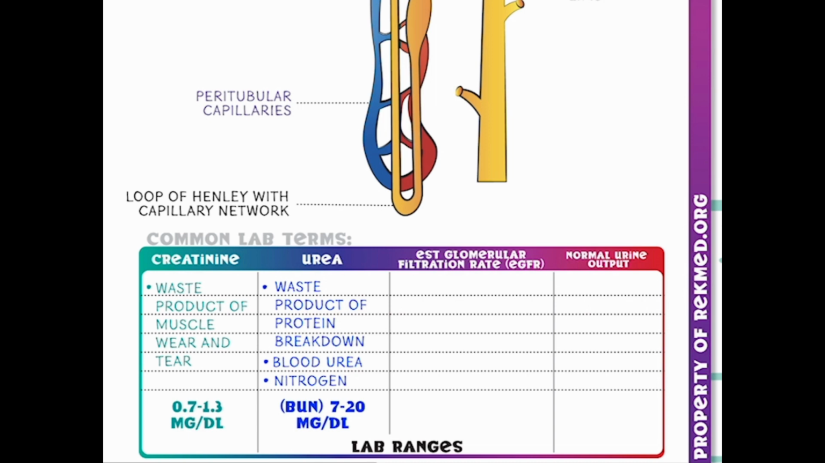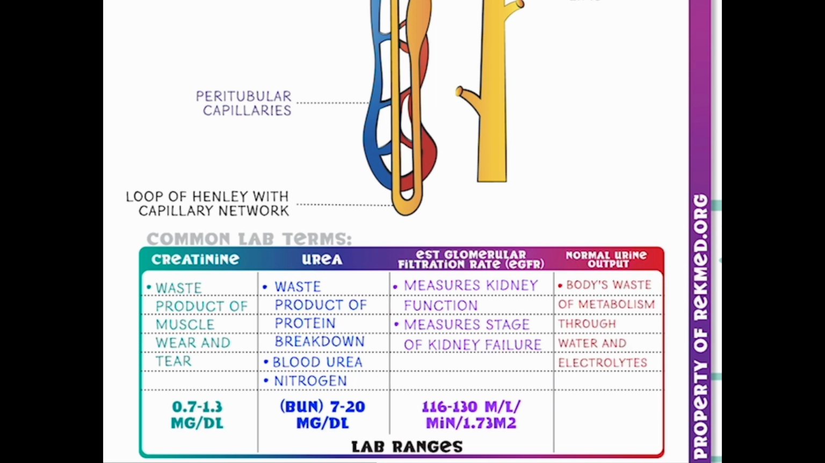And our eGFR, or our estimated glomerular filtration rate. So this is going to be a calculated value that estimates the rate of blood flow through the glomeruli. This serves as a critical indicator of how the kidney is functioning and its stage of renal health or disease. And we want to look for an eGFR between 116 to 130. Lastly, we have our normal urine output. So this is going to provide an indication of how effectively our body is excreting waste of metabolism through water and electrolytes. So our normal urine output is going to be 0.5 milliliters per kilo per hour.